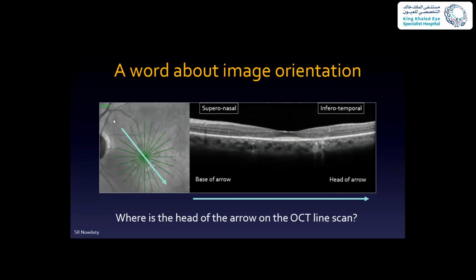And in fact, you can corroborate that it's supranasal because, again, you have a nerve fiber layer that is thicker on this side than here. So this is definitely nasal. This is supranasal going downwards. This is a scan of the retina in this direction. And this is the head of the arrow, and this is inferotemporal. And this is here a scar with an atrophy of the RPE and the outer retina, in which you can see reverse shadowing. Same thing here, actually.